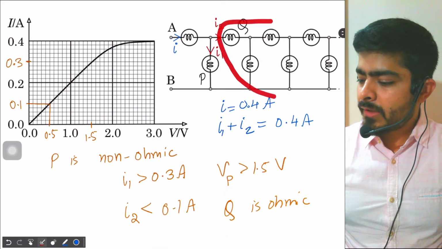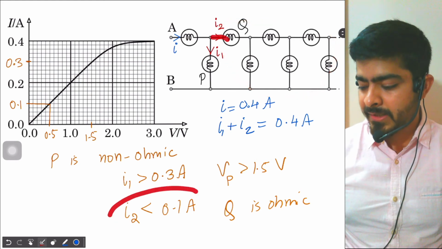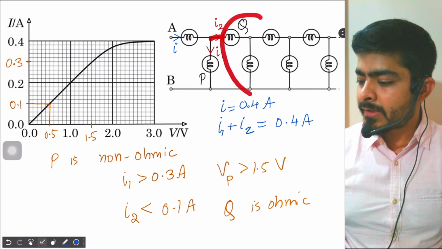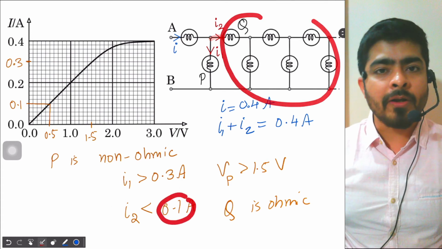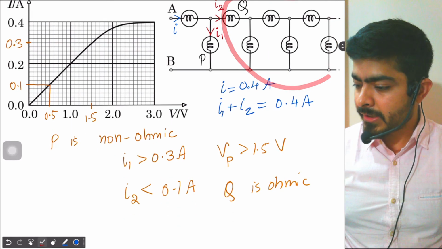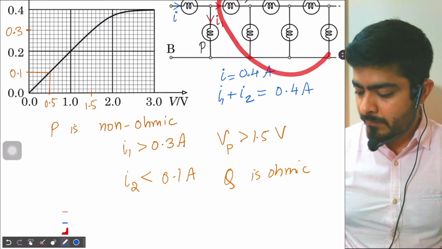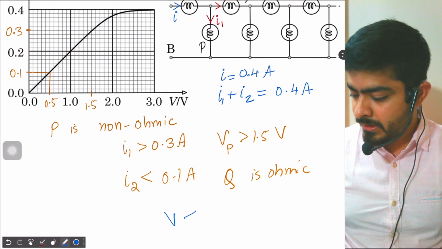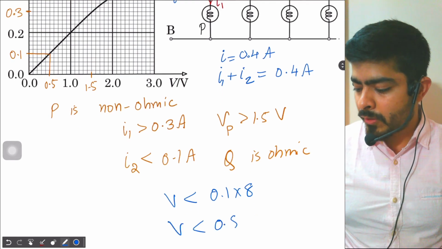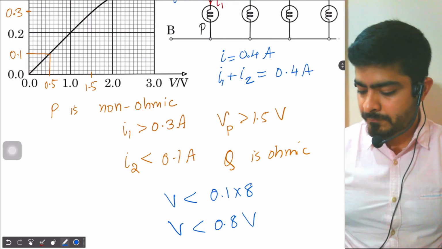So this total resistance is 8 ohms and the current going through that will be less than 0.1 ampere. Current going in this entire ladder is less than 0.1 ampere and this entire ladder has a resistance of 8 ohms. Then the voltage across this ladder should be how much? The voltage across that ladder should be less than 0.1 times 8, so that will be less than 0.8 volt.